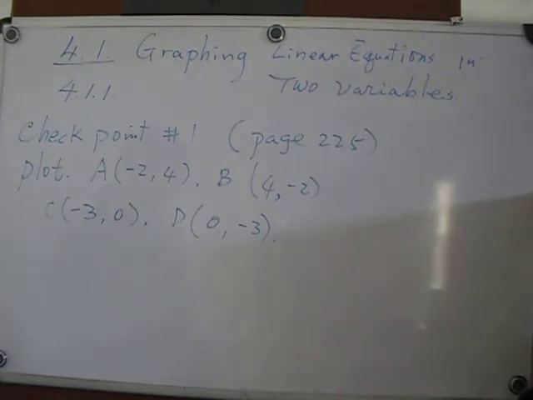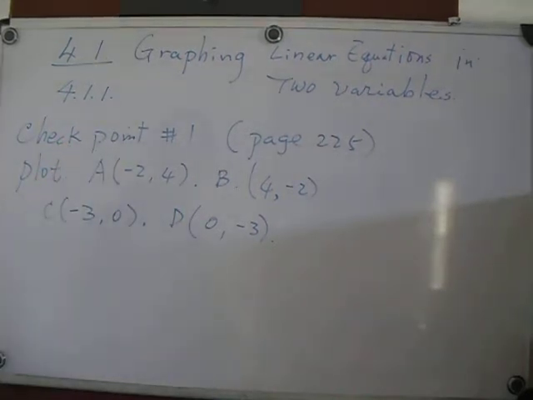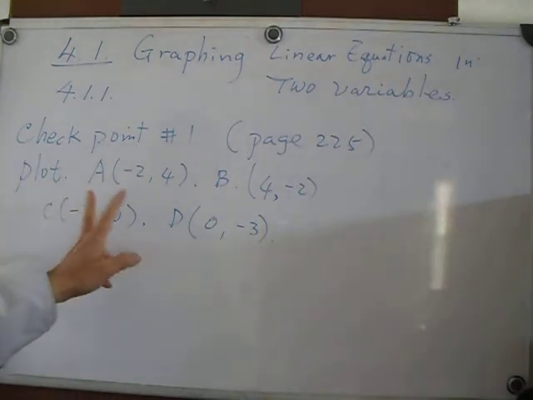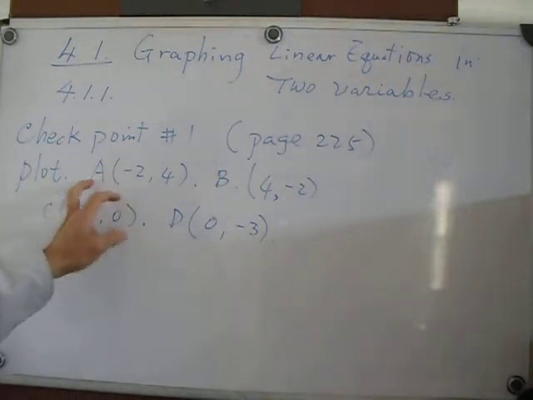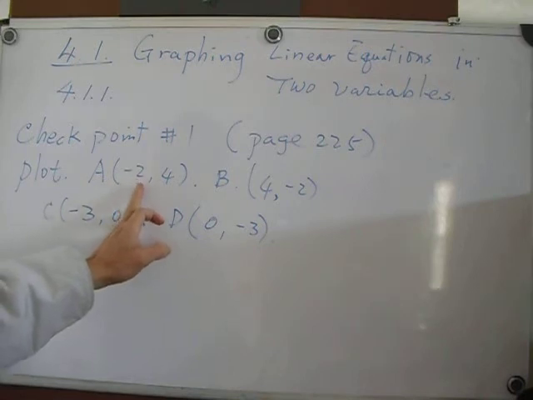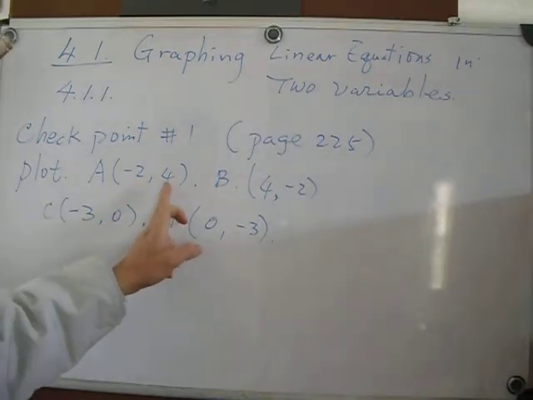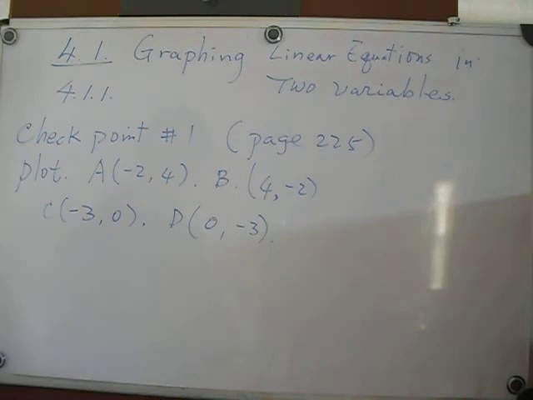Okay, first example, we want to do the presentation of Checkpoint number 1. This is actually in our textbook, page number 225. We're going to plot these 4 points. By the way, a point is represented by parentheses with numbers separated by a comma. The first number we call the x coordinate. The second one we call the y coordinate. Okay, this is quite straightforward.